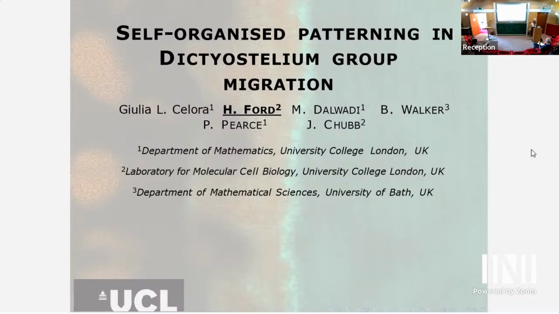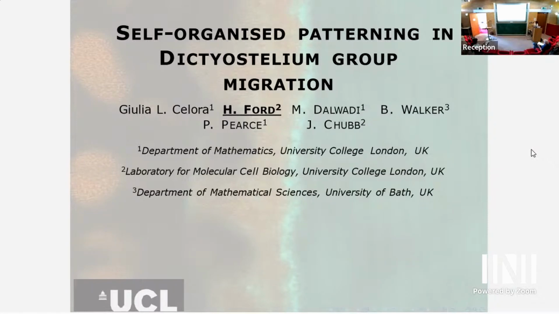I have to say, spoiler, I'm not really, how do you say, a cell movement person, so I just recently started working on this. This is something that I started at UCL together with Jonathan Chapp's lab. I'll tell you more about my main interest later on, but there is a lot that I've been learning, and for sure you can give me lots of ideas on this.